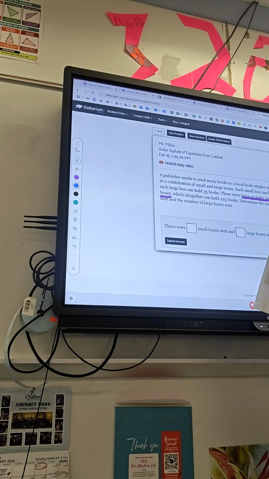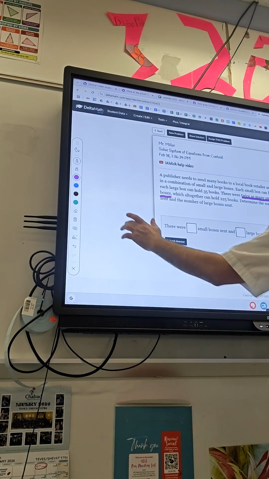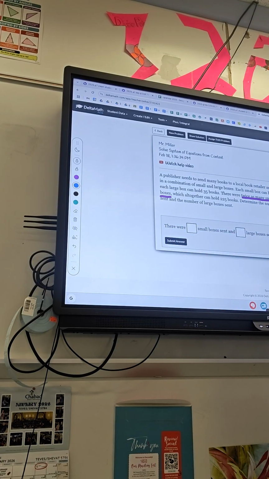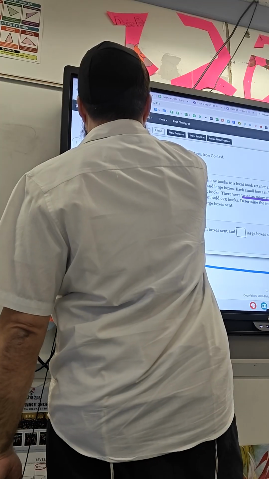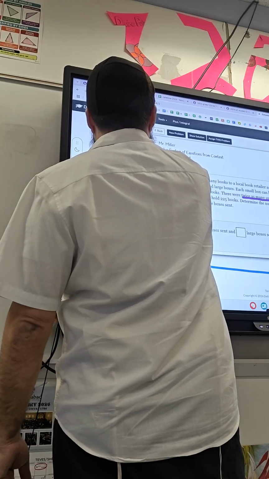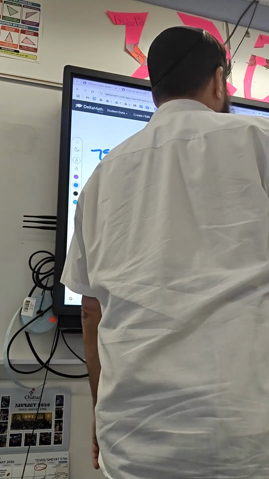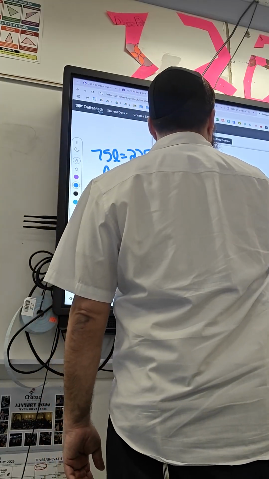I'm going to go 20 times 2L, rewriting this whole equation, plus 35L equals 225. So 40L plus 35L equals 225. So 75L equals 225. So L is going to equal 5. That's the large boxes. She put double as many small boxes, so that's 10.